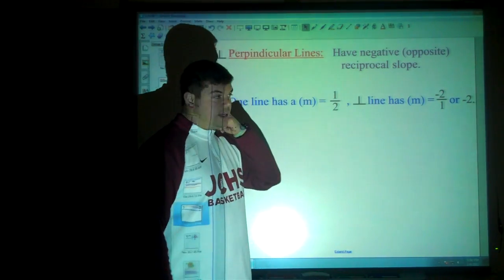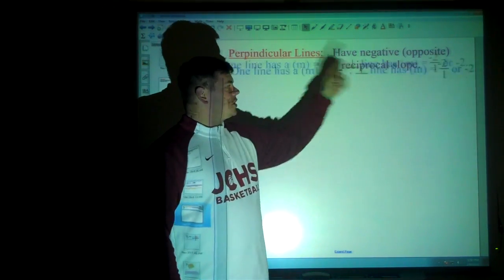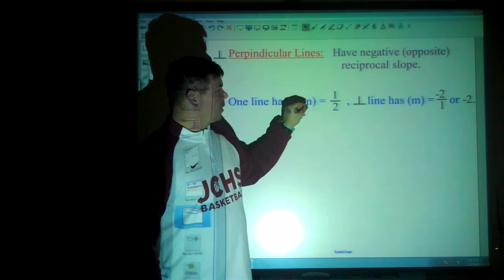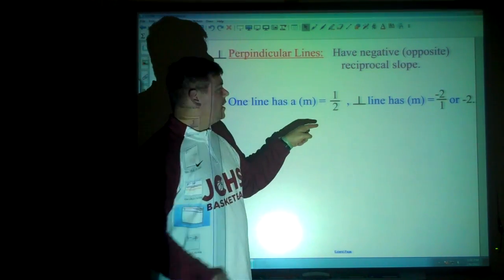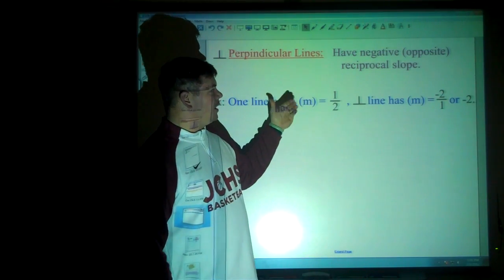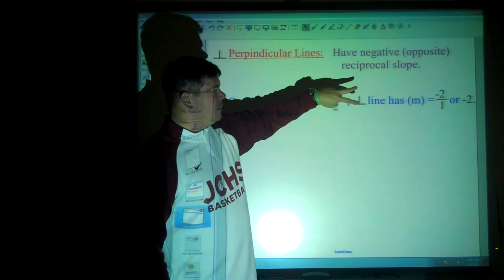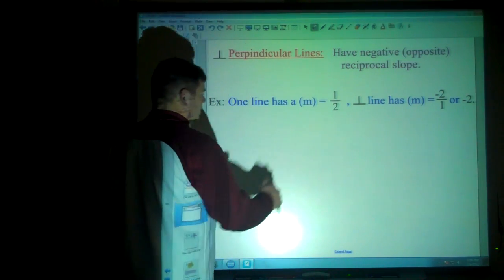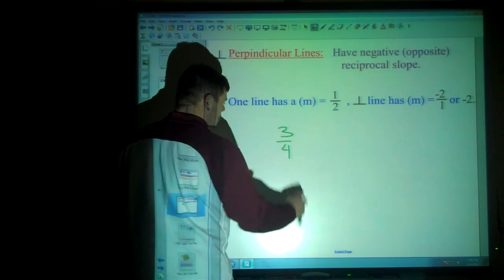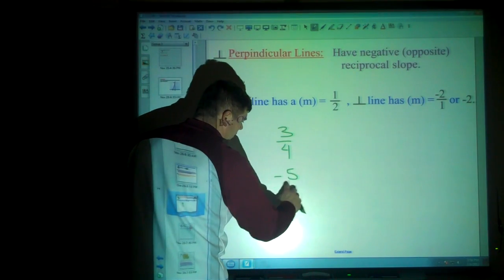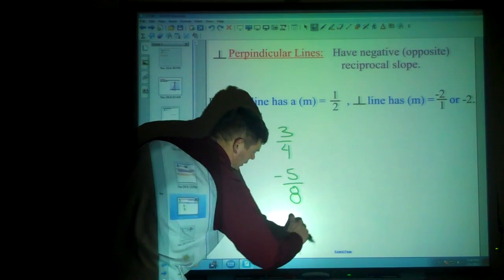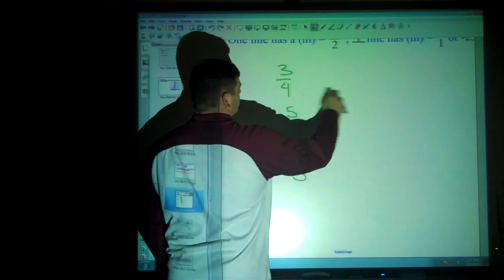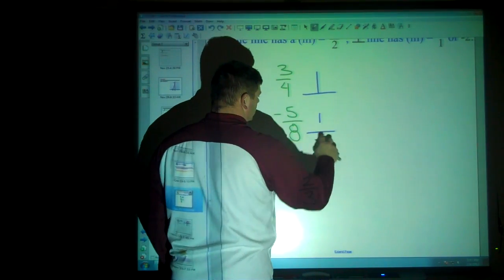Some very common mistakes. People will make it just the negative. They won't actually flip it with the reciprocal. They'll just say, oh, the perpendicular line is negative 1/2. Or another mistake is they reciprocate it, but they forget to change the sign. So let's just come up with a few. Here's 3/4, negative 5/8, and 2/3. Okay, and we want to know what's perpendicular to each one of these.